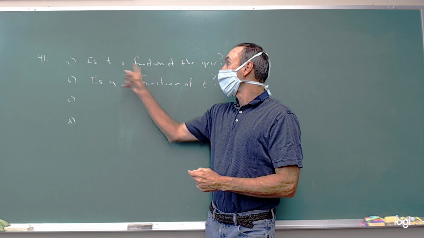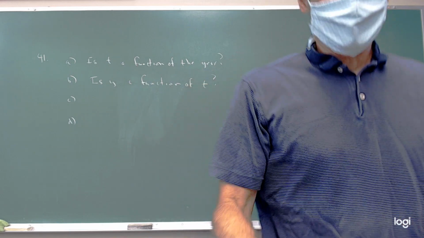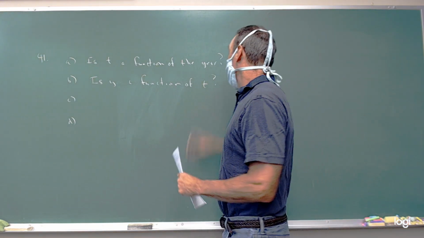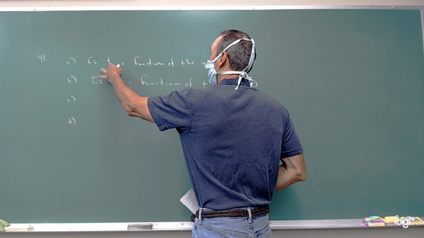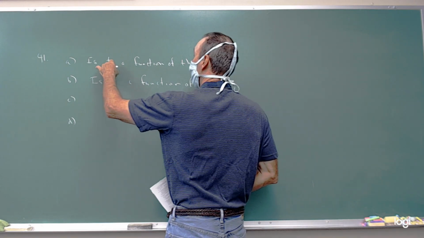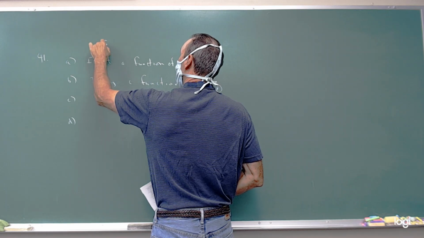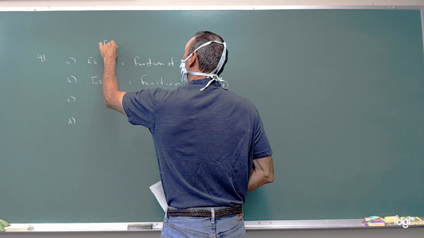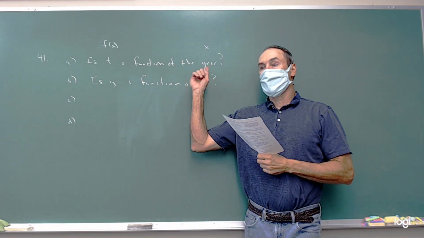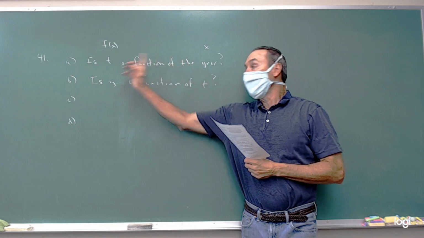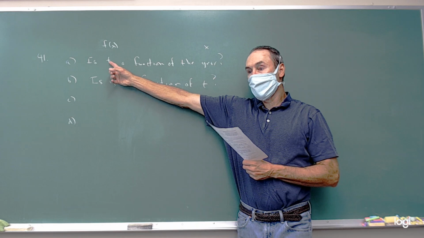So what to say, is T a function of the year? The record time, if T is going to be a function of the year, then this is going to act like the functional value, and the year is going to act like the X. So the question is, is there an input year that has more than one output, a world record?